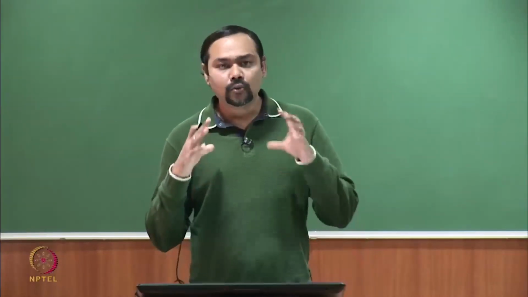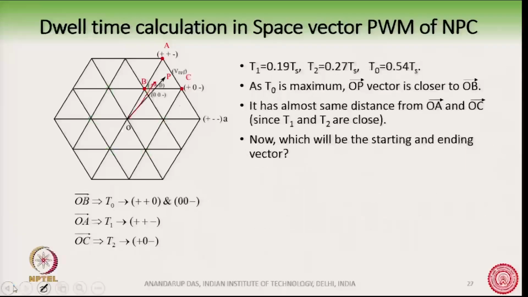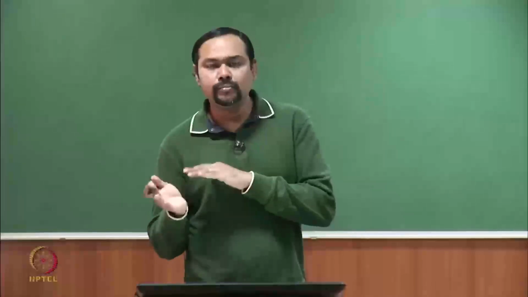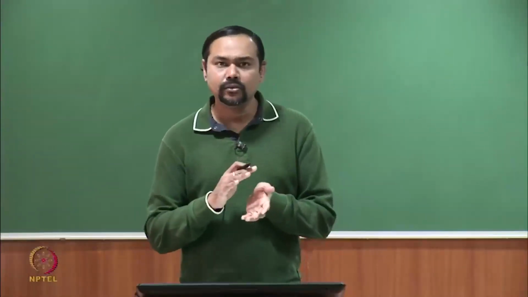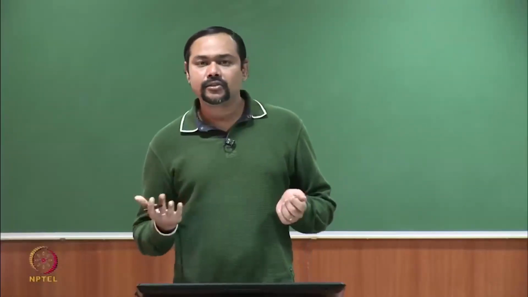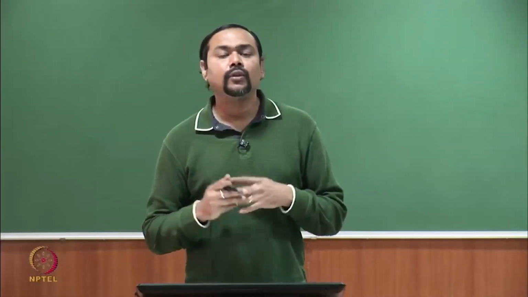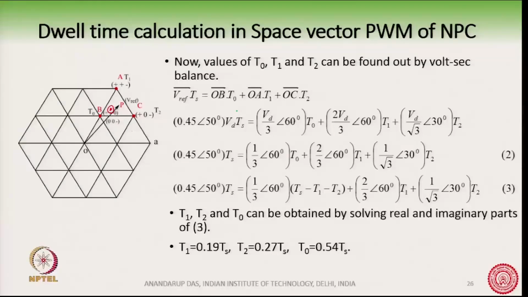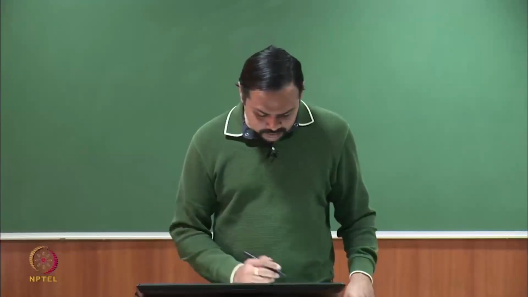What we need is that the total T0, as per this equation here, is what matters. The total T0 for the OB vector is what matters. Now, what we are doing is splitting this T0 into two parts, T0 by 2 and T0 by 2, and putting the vectors. You may ask why T0 by 2 and T0 by 2? I could have done it with say T0 by 3, 2/3 of T0 starting.